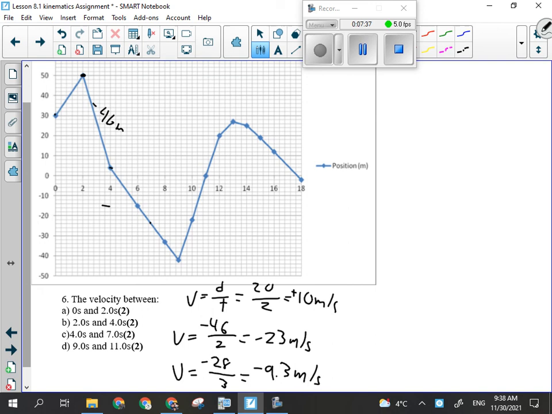And then for D, between 9 and 11 seconds, so at time 9 seconds, that's right here. So that's going to be at negative 42. And at 11 seconds, we're back at 0. So that's going to be positive 42 meters. And it's between 9 and 11 seconds, so that's over 2 seconds. So we're looking at positive 21 meters per second for our velocity there.